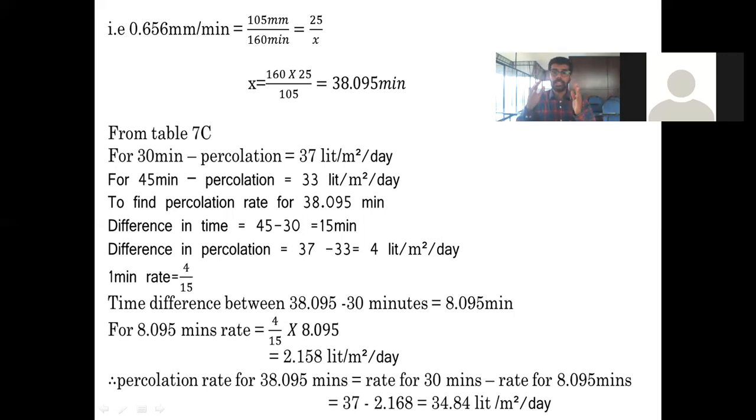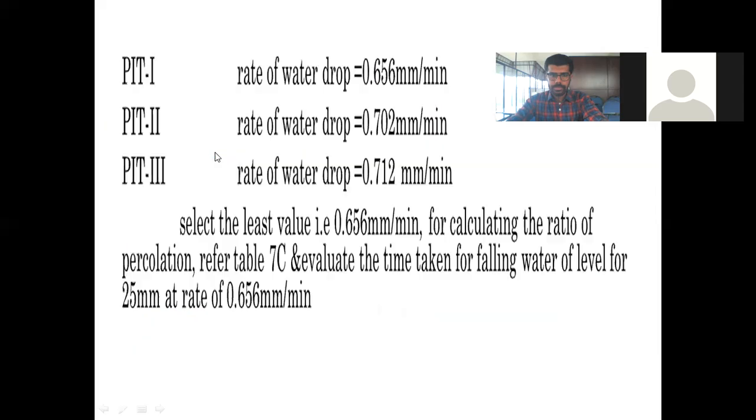0.095 minutes for the water table to come below 25 mm. Now we are going to table 7C to find out the real percolation rate. So it takes 38.095 minutes to bring the water level below 25 mm. Okay, so let's see.